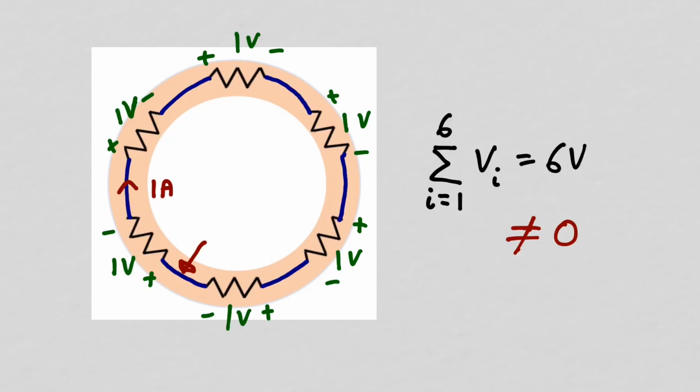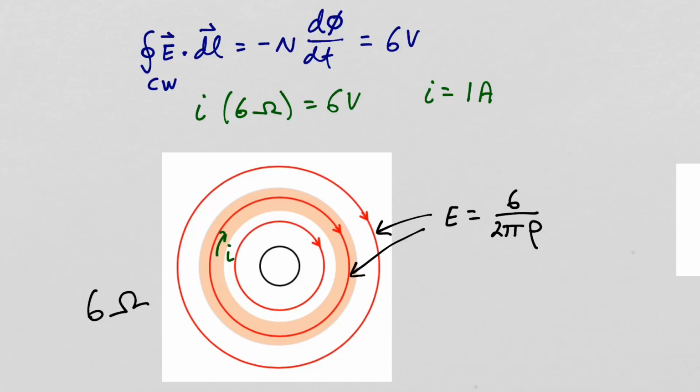Kirchhoff's voltage law is a special case of Faraday's law when there is no change in magnetic flux with respect to time, so that the right-hand side of Faraday's law is 0. In the next video, our third example, we're going to cut this resistor in half and remove half of it from the picture.